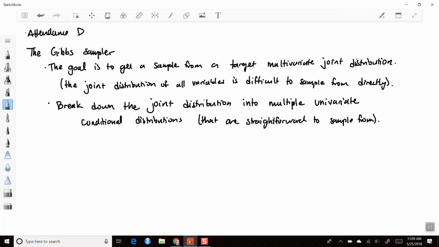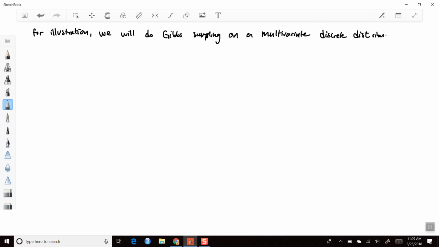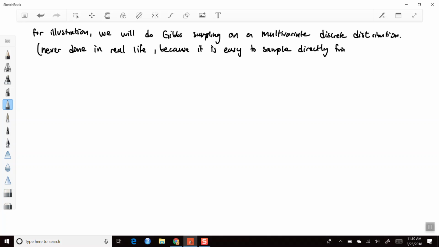I'll do an example with a discrete distribution, which is silly because it's very easy to sample directly from a multivariate discrete distribution, but this is just for illustration. We will do Gibbs sampling on a multivariate discrete distribution. This would never be done in real life because it is easy to sample directly from such a distribution.